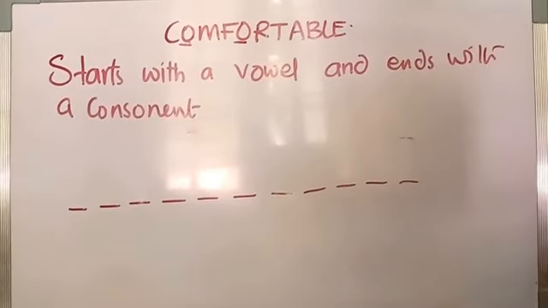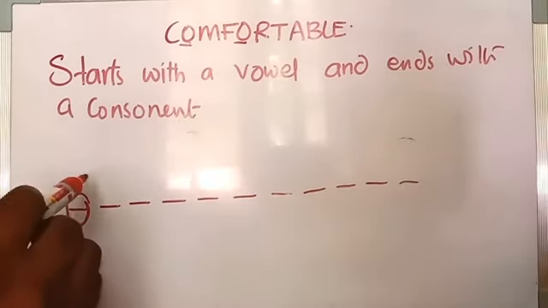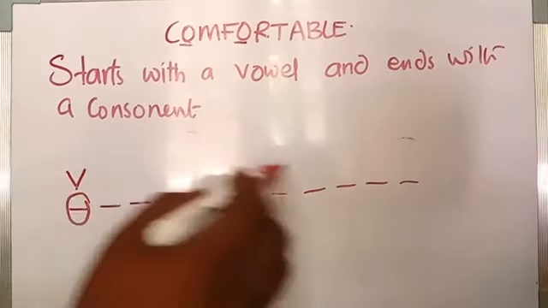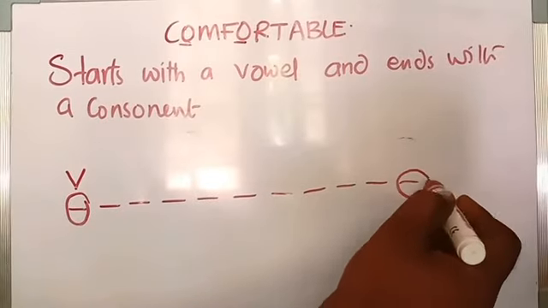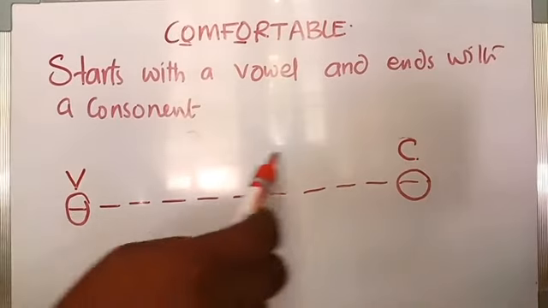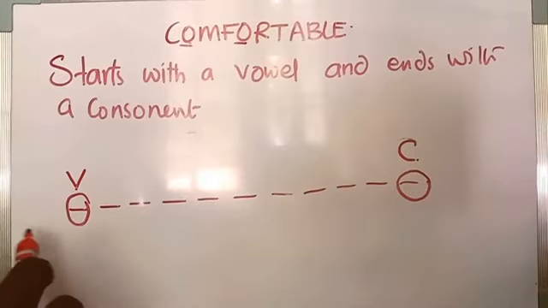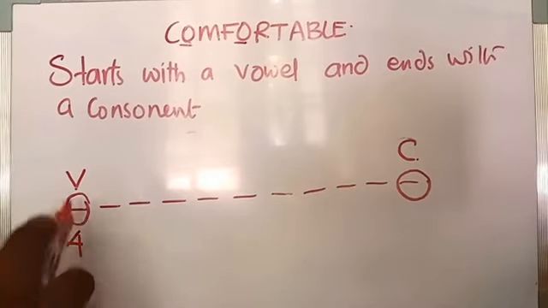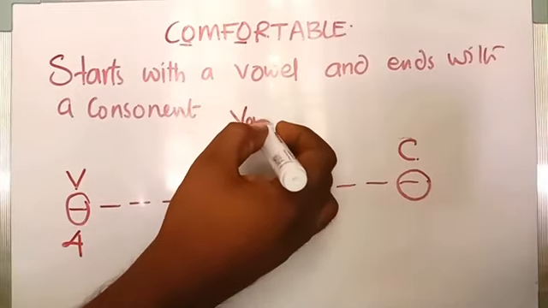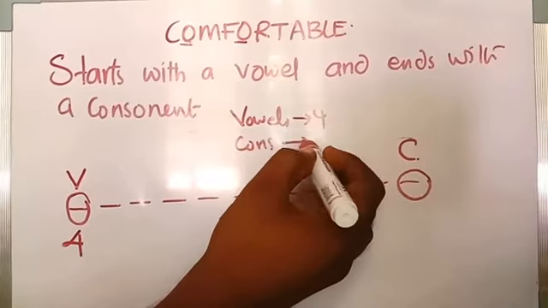So another type is arrangement so that it should start with a vowel and end with a consonant. So the starting alphabet should be a vowel and it has to end with a consonant. Now we don't need to see which are the vowels, we have to see how many vowels there are. How many vowels are there? 4 vowels. So number of vowels is 4 and number of consonants is 7.